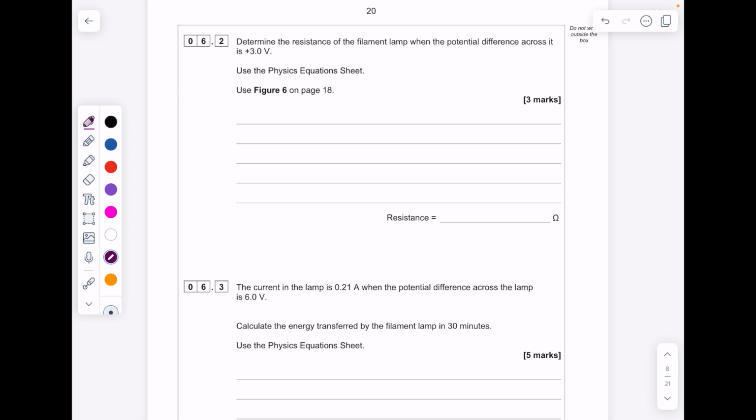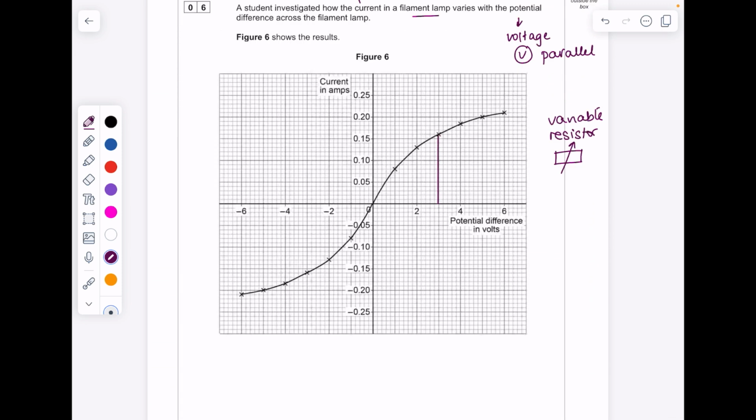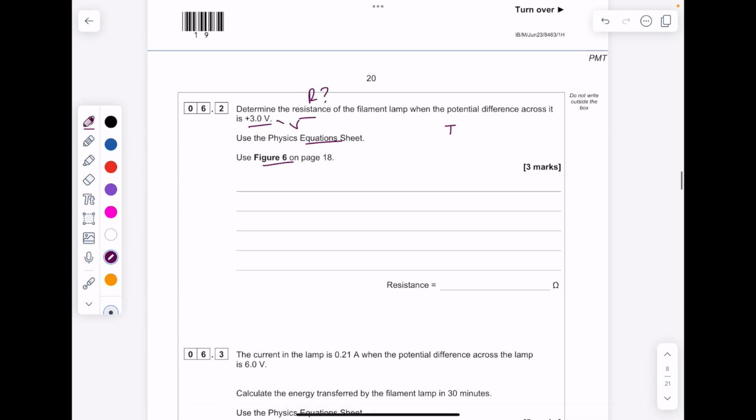Determine the resistance of the filament lamp when the potential difference across it is 3 volts. Use the physics equation sheet and figure 6. So we're after R, that's my voltage reading. So let's use the graph to find out the current when the voltage is 3 volts. Read that really carefully. It's 0.16 amps. Here's the equation I'm using. Sub in your values, divide both sides by 0.16, so our resistance is 18.75 ohms.